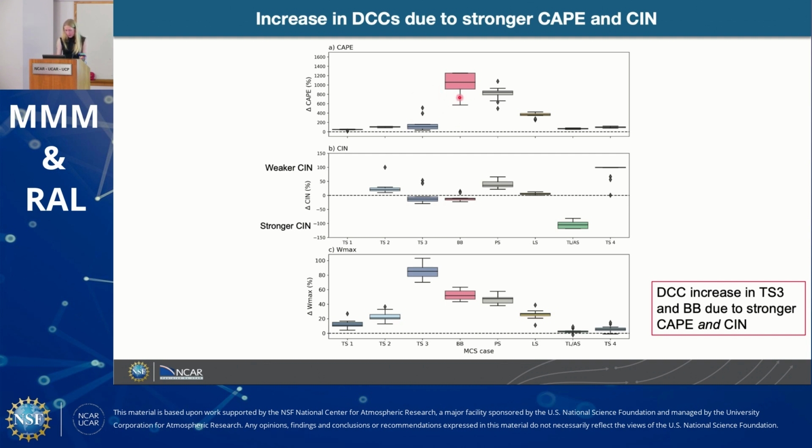this back building and then trailing stratiform number 3, MCS. And those storms had an increase in CAPE and SIN, and we're obviously able to overcome that increase in SIN as evidenced by this increase in updraft velocity. So we think that the change in deep convective cores is because you have not only stronger CAPE, but stronger SIN as well.